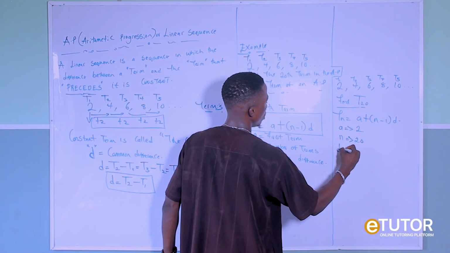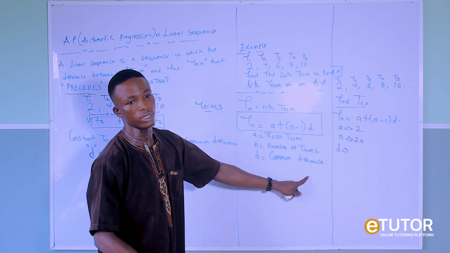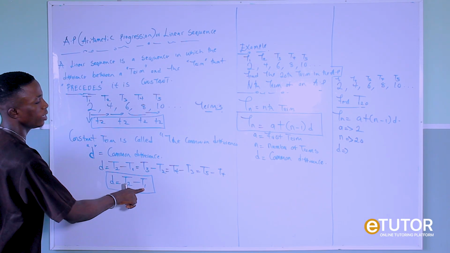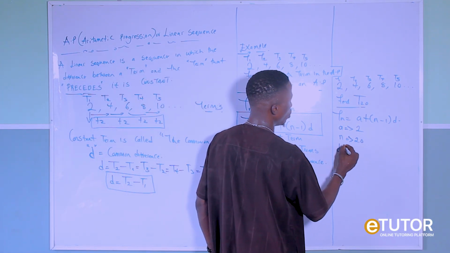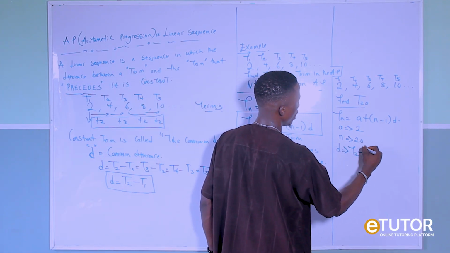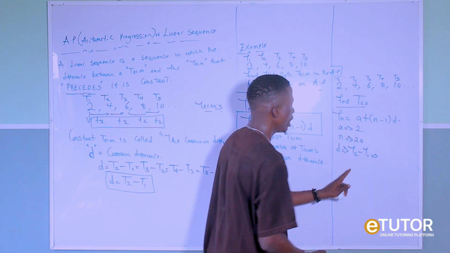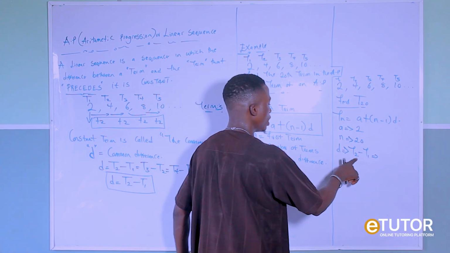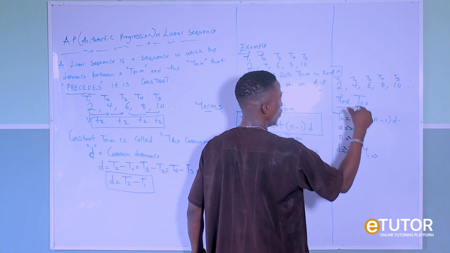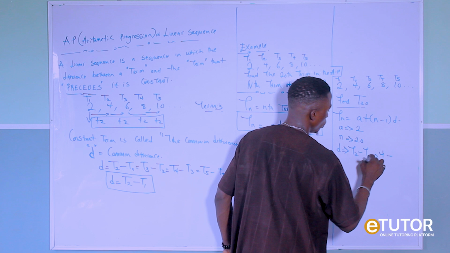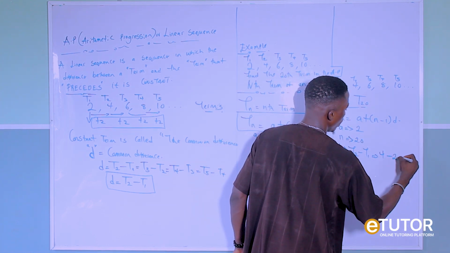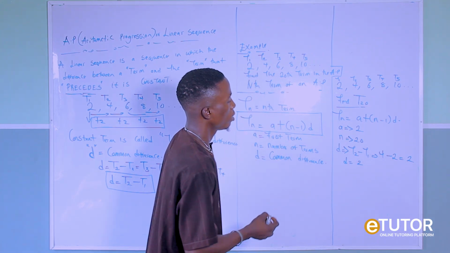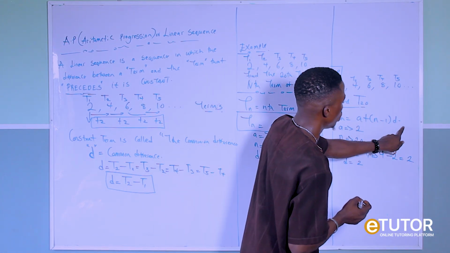While D represents the common difference. And here, the formula for the common difference is T2 minus T1. So my D equals T2 minus T1. T2 represents the second term, while T1 represents the first term. The second term of the sequence is 4, so that is 4 minus T1, that is 2. So 4 minus 2 gives 2. So D equals 2. Now, we have fulfilled the conditions to use the formula.